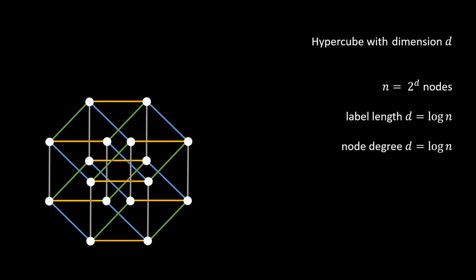Now let's answer our question about the diameter. We show that the maximum distance between any two nodes is at most d. Take any two nodes, for instance node 1001 and node 0111. Many paths lead from 1001 to 0111.